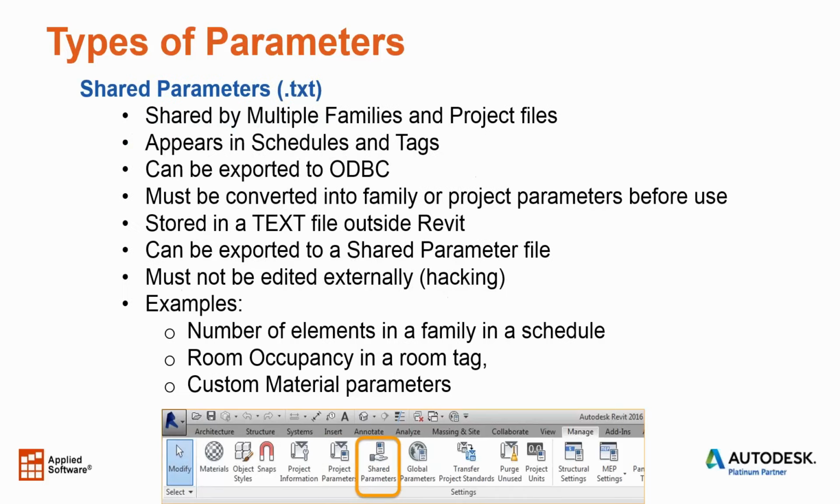A shared parameter is stored in an external file outside of Revit. It's shared by multiple families and project files, appears in schedules and tags, and can be exported to ODBC, which stands for Open Database Connectivity. Specifications in the AEC industry is an example of ODBC exports.